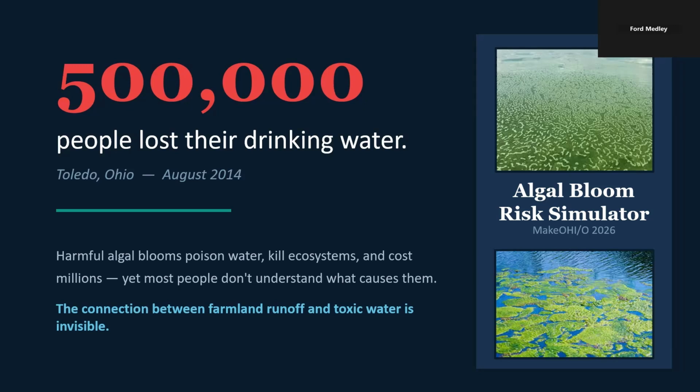In 2014, toxic algal blooms cost Toledo $65 million and left 500,000 people without water. By 2025, the National Oceanic and Atmospheric Administration recorded the earliest bloom toxins in Lake Erie ever. Despite a pledge to cut phosphorus runoffs by 40% by 2025, Ohio and Michigan have missed their targets. Now most people still don't understand why this is happening. So we want to change that through our algal bloom risk simulator.